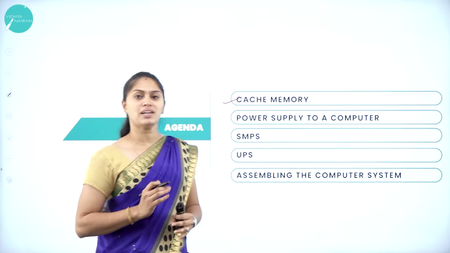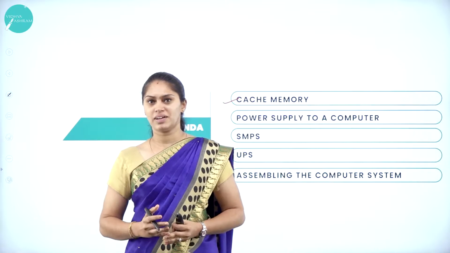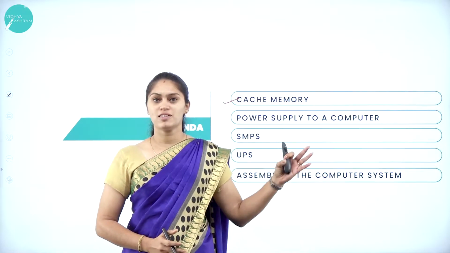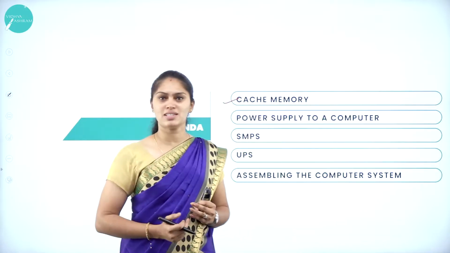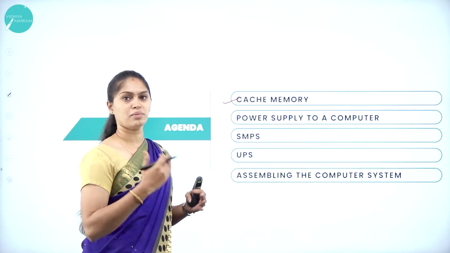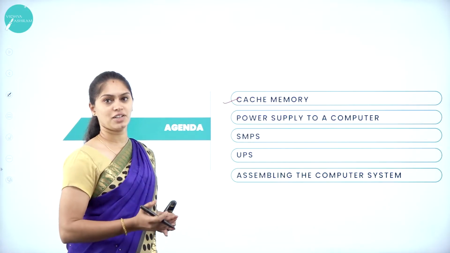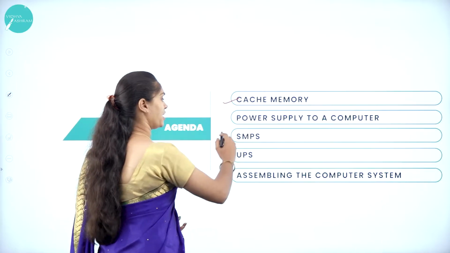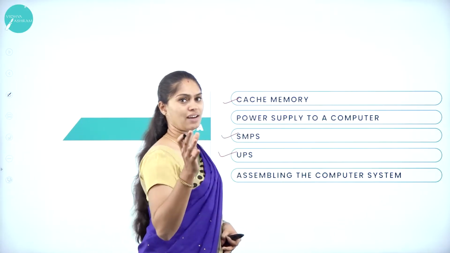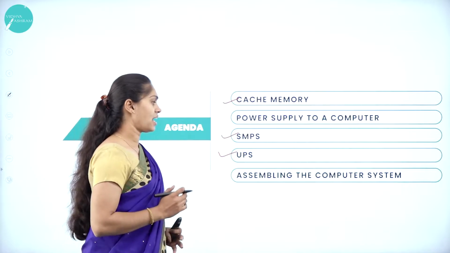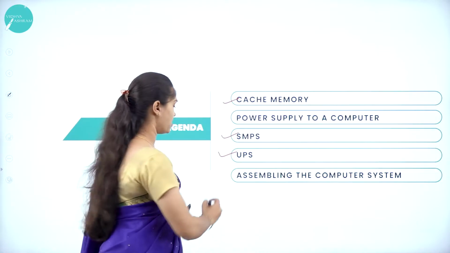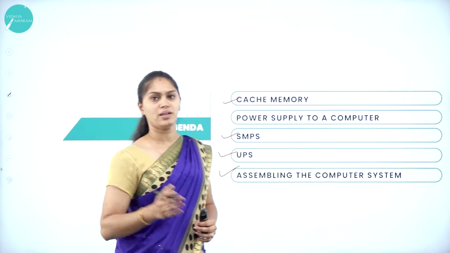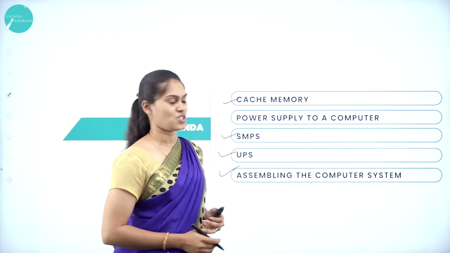Then, power supply to the computer system. Just as food is important to human beings in order to survive, in the same way, power supply is also important for the computer in order to work properly. Then how are we going to supply the power, or the electricity, to the computer system? There are two ways, SMPS and UPS. So I will be discussing these things and assembling the computer system. What is this assembling and what are all the components which help the computer work properly? So let's see in this session.